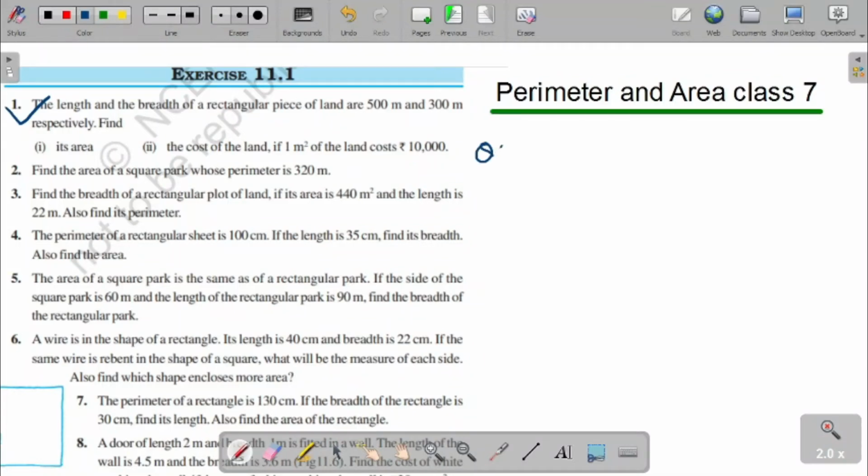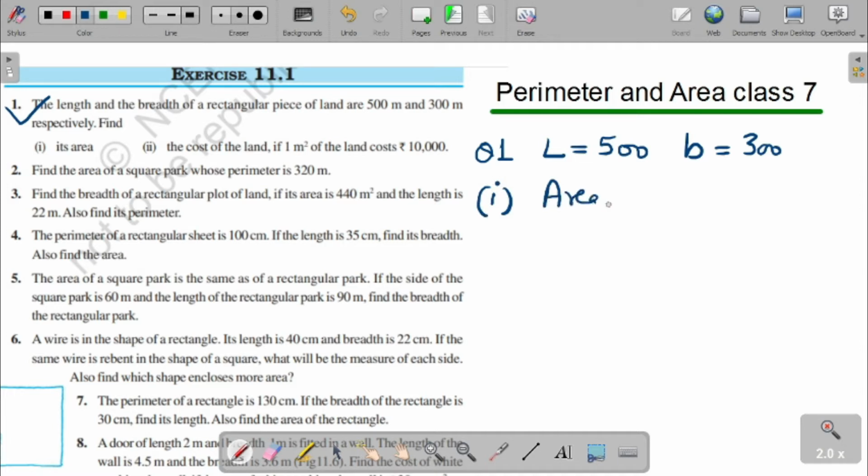Question number 1. Length is given to you: 500, and breadth is given to you: 300 meter. Both are in meter. So in the first part, we have to find the area.